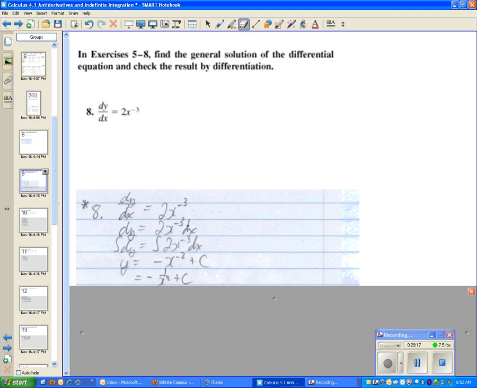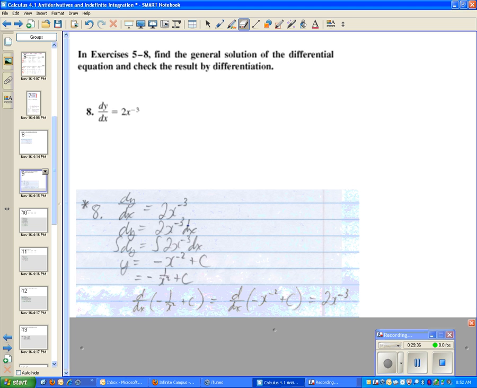Now, they also wanted us to check the result by differentiation. In theory, you can always do this. Once we get to complicated stuff, it doubles your work. It's not worth the time. But since this is the first time we've done this, let's talk about this. I ought to be able to take the derivative of my antiderivative and get the function back, shouldn't I?